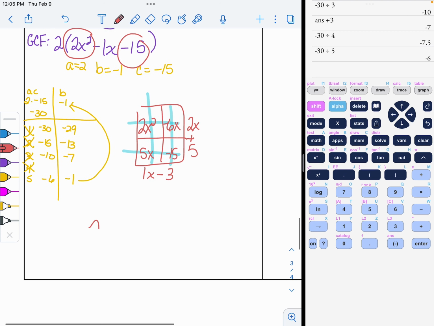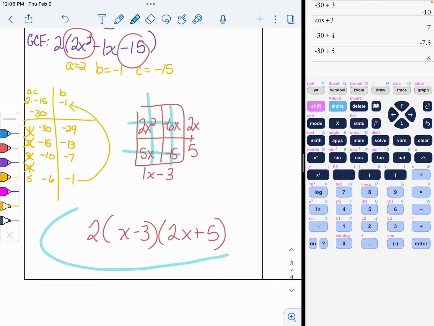Final answer is a 2 with an x take away 3, and a 2x, sorry, it was messy, and a 2x add 5. However, the keystones will not have the coefficient of 1. So my three factors are 2, x minus 3, and 2x plus 5.